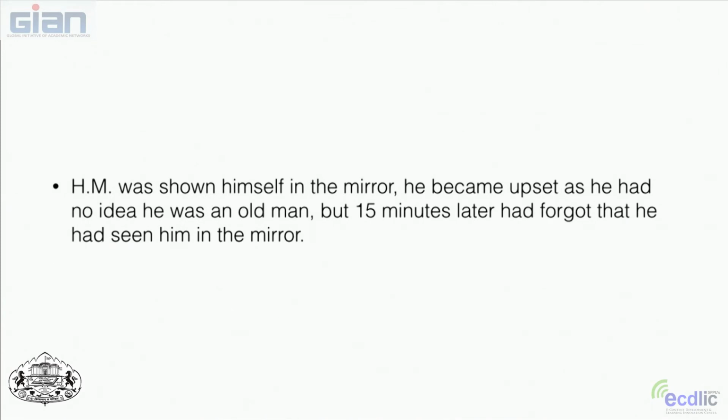HM was shown a picture of himself in the mirror. This is when he was an old man. He then became upset because he didn't realise he was an old man. He had the surgery when he was 27 years old. When he was an old man looking at himself in the mirror, he hadn't realised that he was an old man. He still thought he was 27 because he can't form new memories. Interestingly, he actually forgot that he was an old man 15 minutes later.